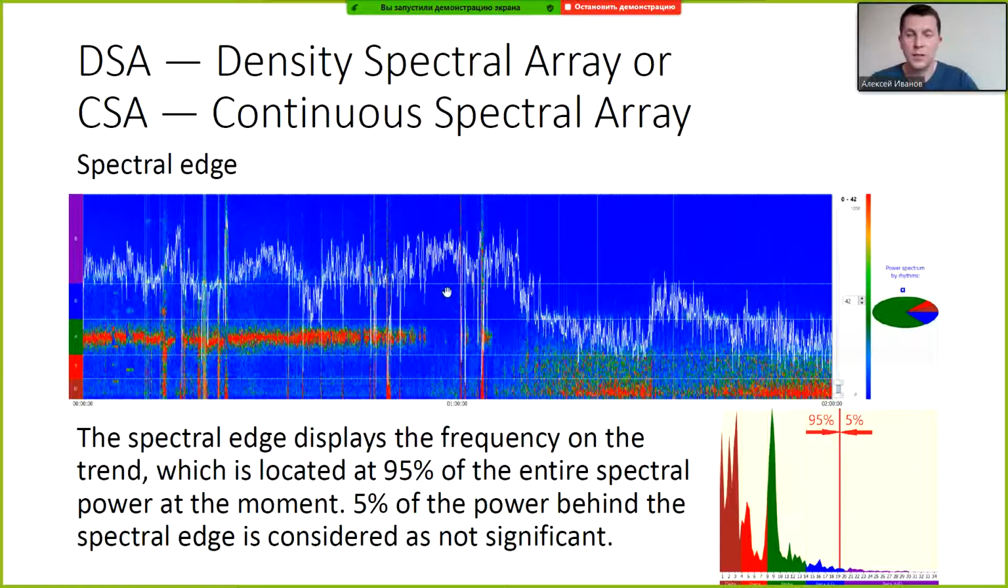And again, during the first hour, we can see that the non-significant frequency is located above the high beta range, and on the right side we can see that the spectral edge is located even in the alpha range.